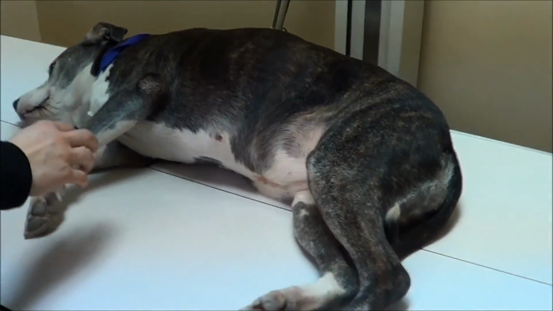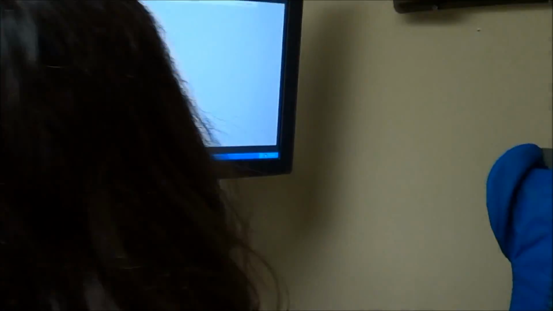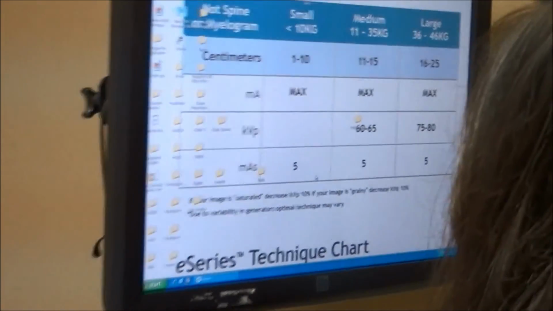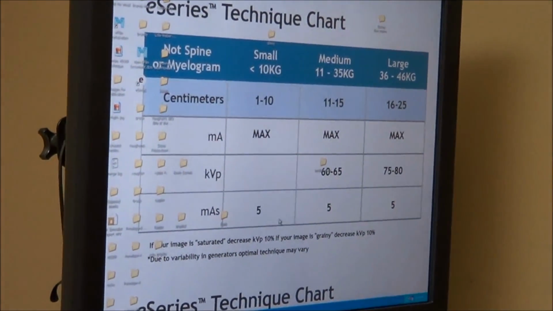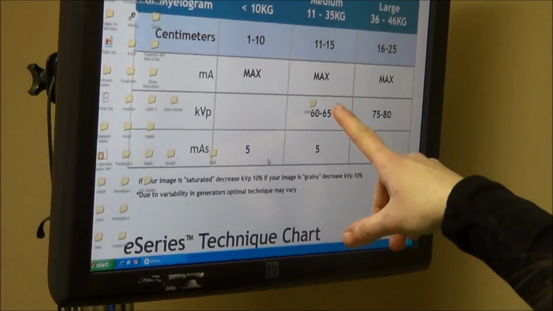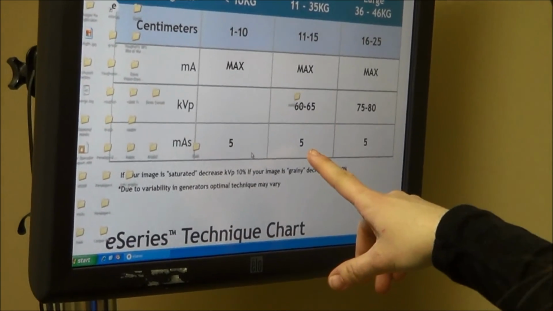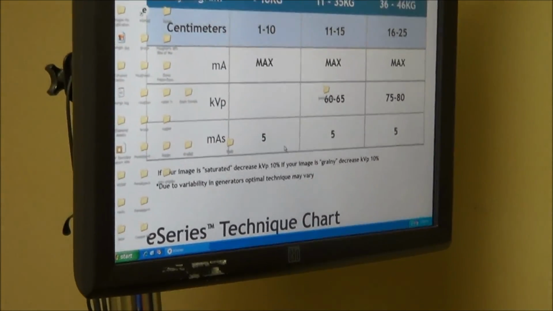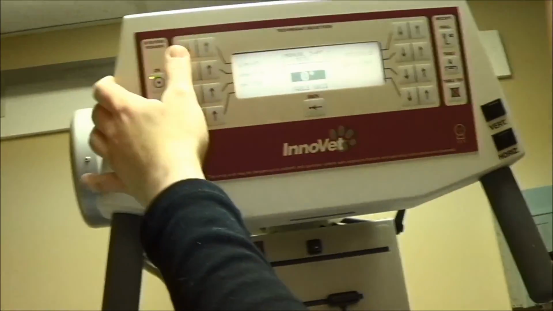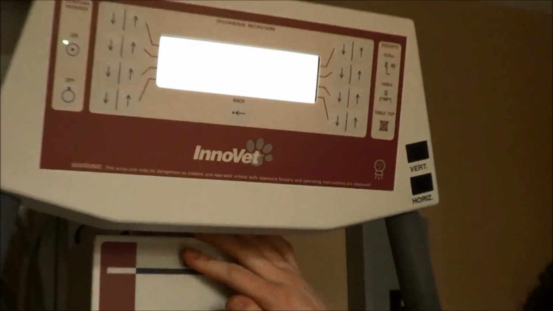So once you measure your patient, you want to use the technique chart already established, and we have it on our desktop. So she's about a medium-sized patient between 11 and 35 kilograms. Centimeters 11 to 15. mA is already at the max. kVp is 60 to 65 and mAs is 5. So I will go ahead and use the 65 kVp setting. mAs is 5 and mA is at 300.